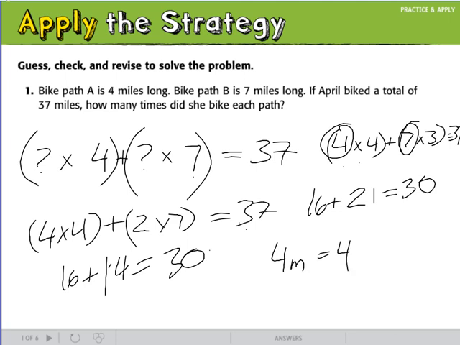The 7-mile course 3 times. There we go. So this is A and B. You guys are going to work on the even problems on pages 571 and 572.